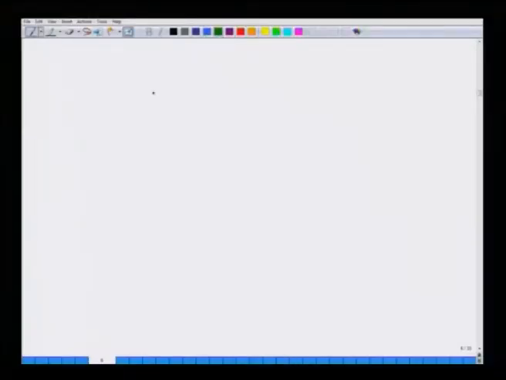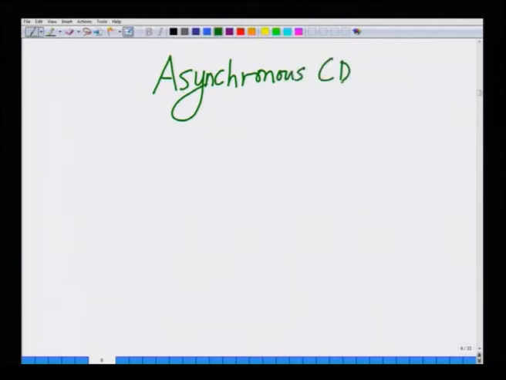Now, let us go on to the last topic that we are going to look at in CDMA, which is a slightly tricky topic. Let me first talk about it briefly. This is known as asynchronous CDMA. What is the meaning of the term asynchronous?